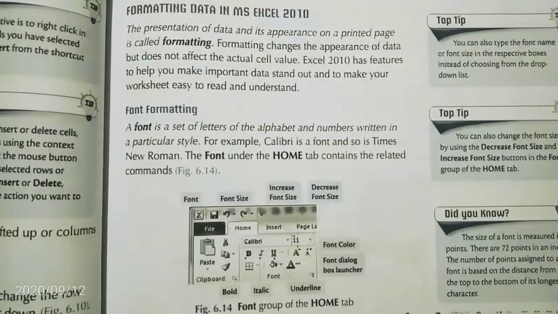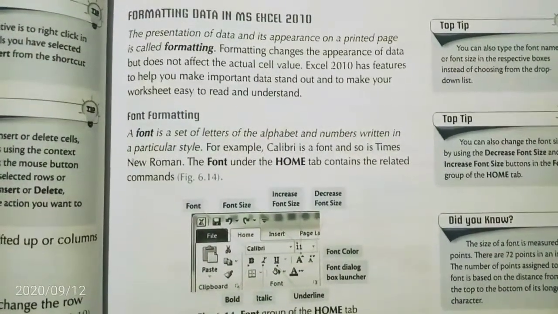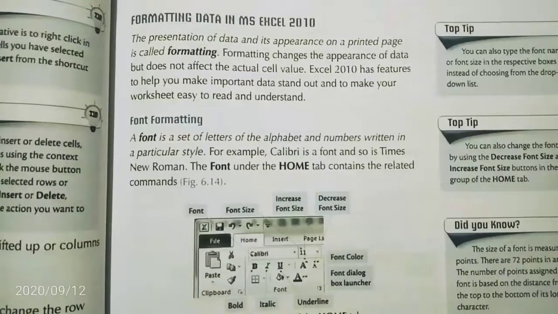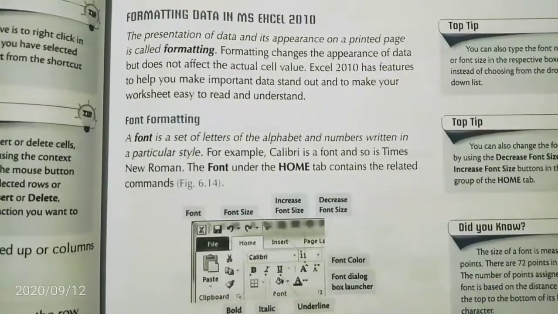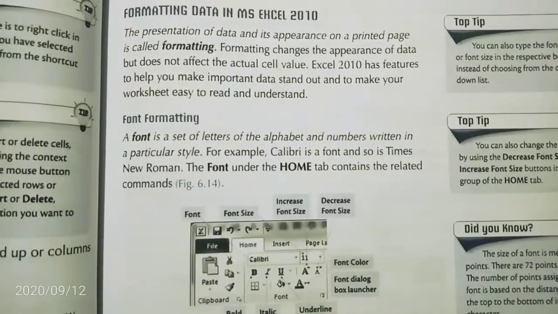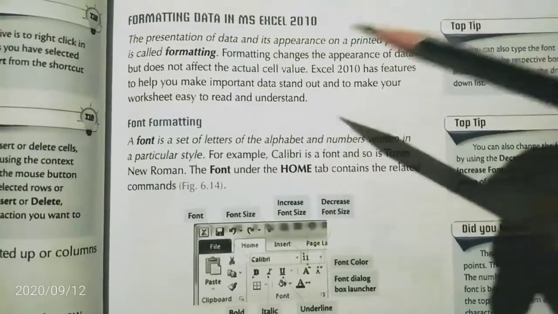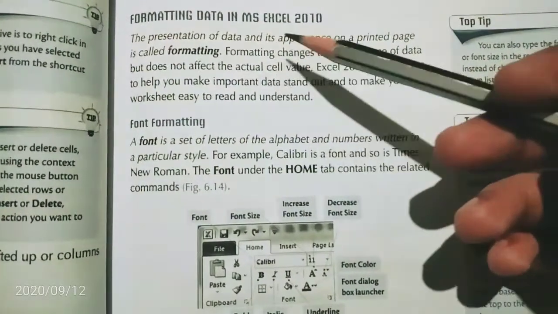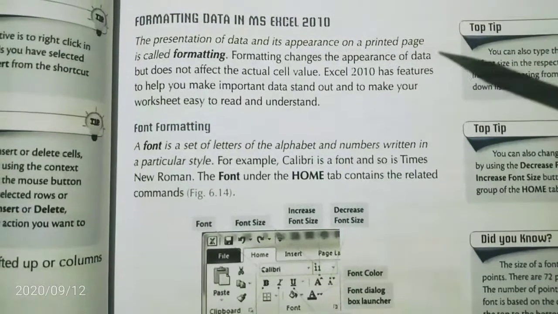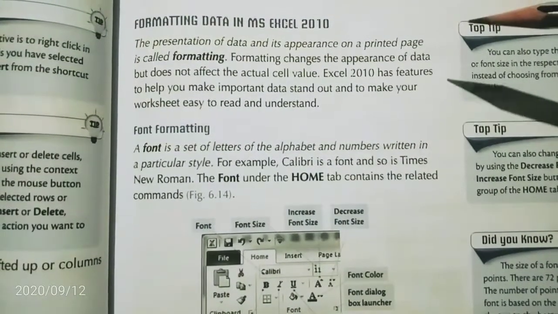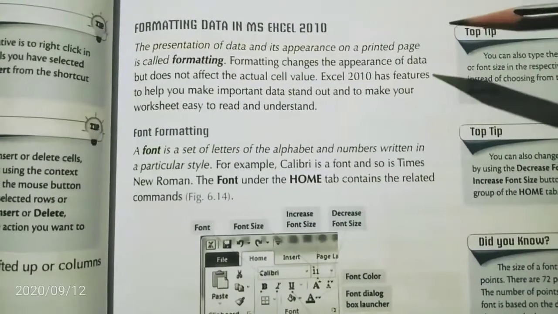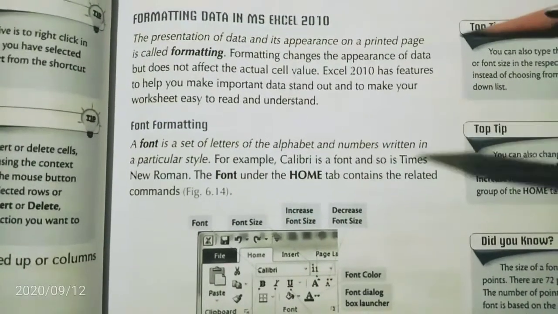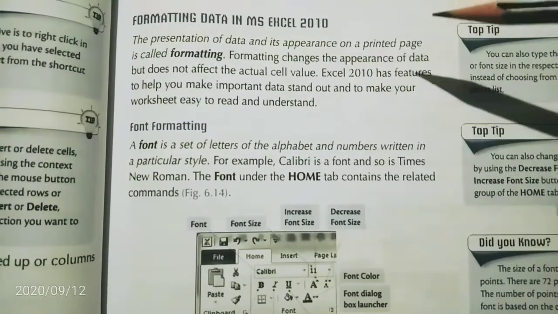Hello everyone. So we will proceed to our next topic, that is formatting data in MS Excel 2010. So what is the meaning of formatting? The presentation of data and its appearance on a printed page is called formatting. That means how you present your data. What is the look of the data, how beautiful it is, what is the color, what is the font. So that is called the formatting.